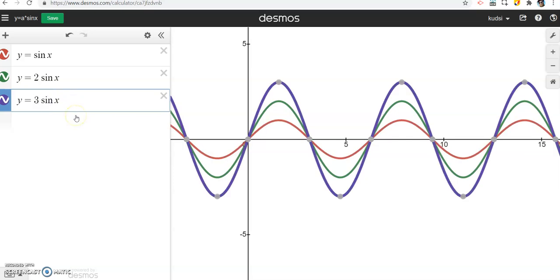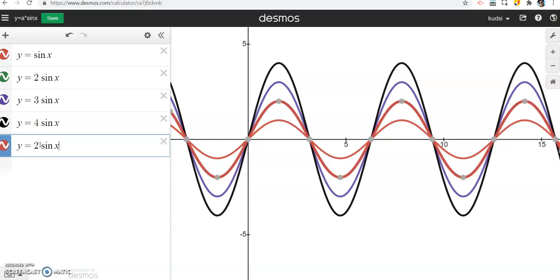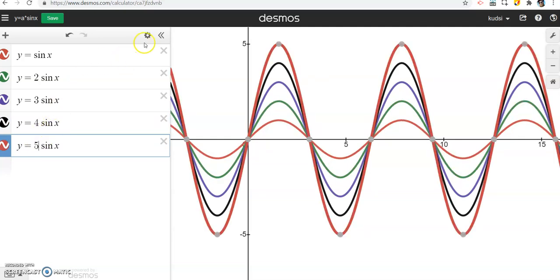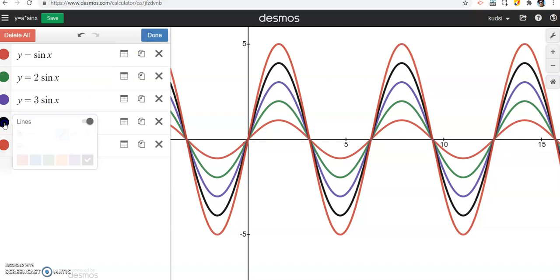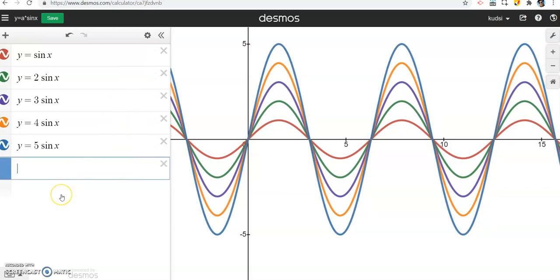3 sine of x. Okay, so now you got a 3. It's up at 3 instead. Paste that again, and let's put 4 instead. Paste that again and put 5 instead. See how many colors they have. I'm going to edit these and change the colors. By the way, you should try all this on Desmos. It's a lot of fun, and you'll learn it well. And you'll be able to use it for your next class next year.